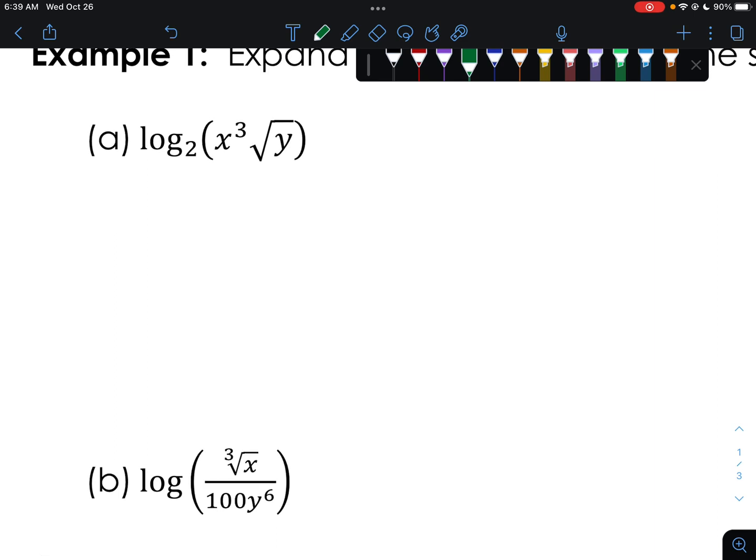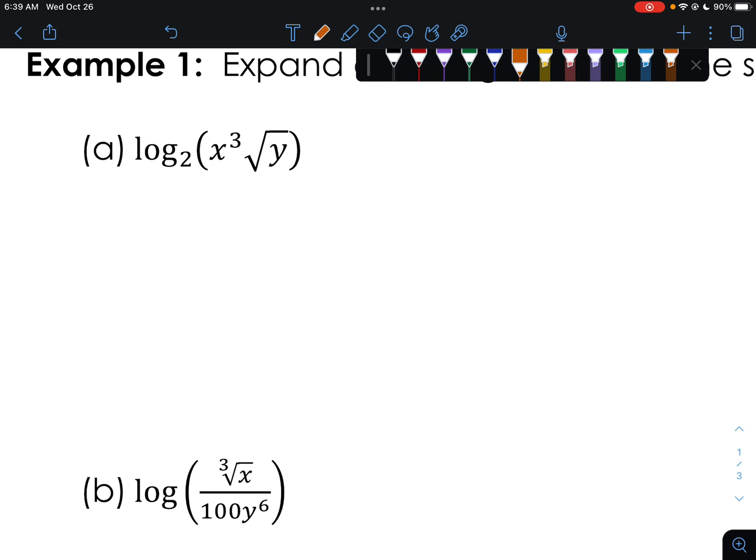So I want to expand this. Notice I have two different variables. So since I have two different variables, I'm going to end up with two different logs when this is expanded. First thing we need to take care of is that we need to know that the square root of y is equivalent to y to the 1/2 power. So we do need to make that change first. The square root of y is equal to y to the 1/2 power. So I'm going to go ahead and make that change before I start expanding.